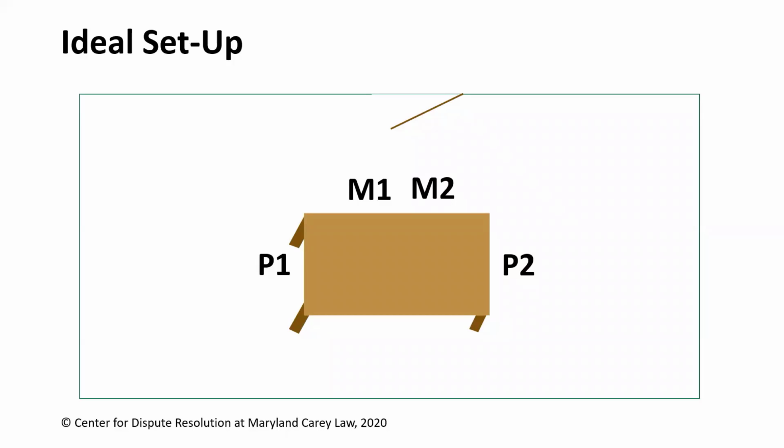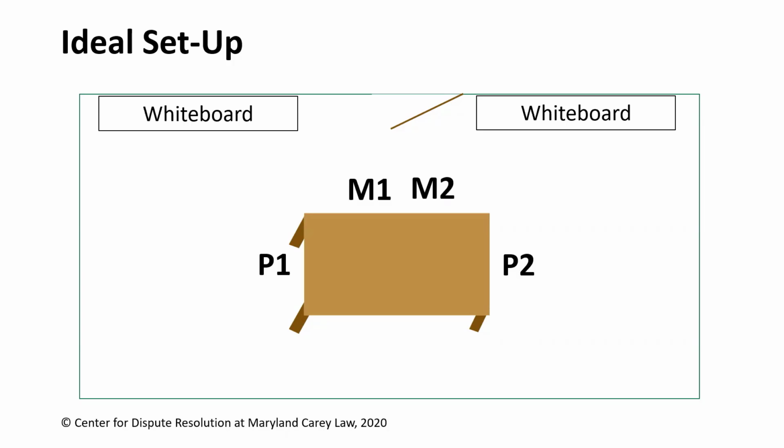Participants can also perceive partiality based on images and objects in the room. In this ideal setup, there are no images on the wall or extra objects. Communication between the mediators and between participants and the mediators is facilitated by this seating arrangement.